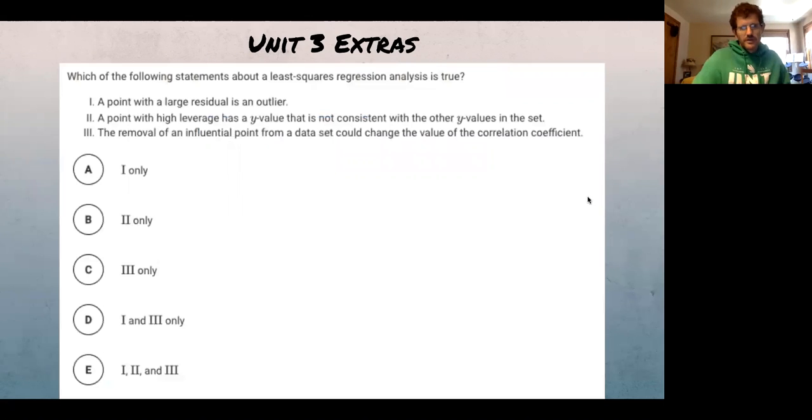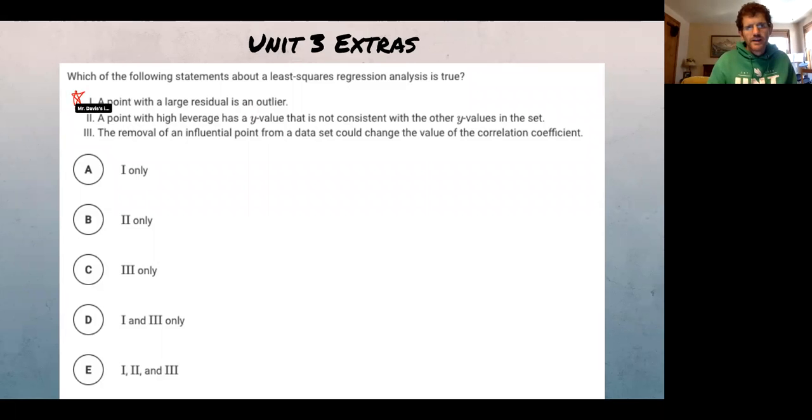This one, I needed to add a little bit of nuance to, because we talked about it, and I thought this was a classic one that would trip you up. So let's go through this. Which of the following statements about least squares regression analysis is true? The first one: a point with a large residual is an outlier. Well, that seems like what we talked about, so I'm going to put a star next to that one.